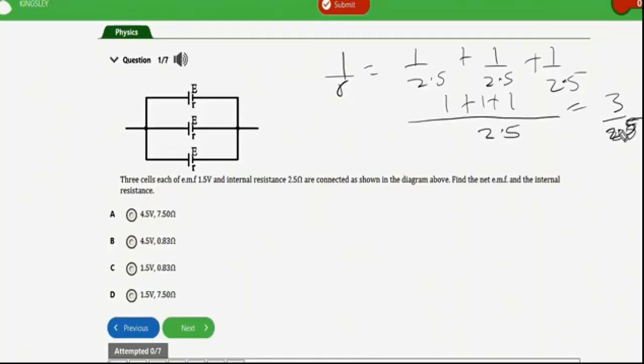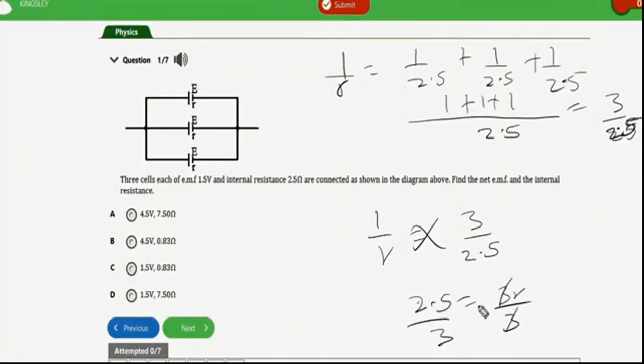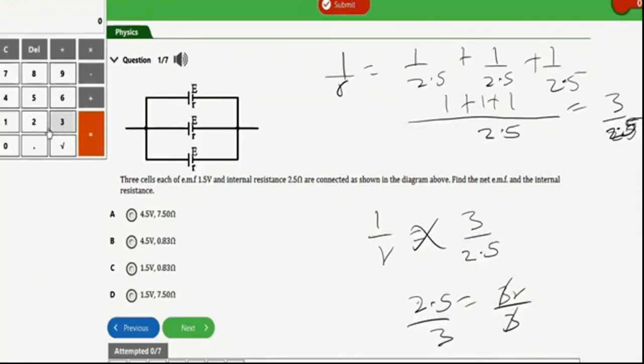So we have 1 over R equals 3 over 2.5. When you cross multiply, you're going to have 2.5 equals 3R, divide both sides by 3. When you punch this on the calculator, 2.5 divided by 3, we have 0.83. So this shows us that the net EMF will remain 1.5 volts and the net internal resistance will be 0.83. So the correct option in this question is option C. That's it for this question.